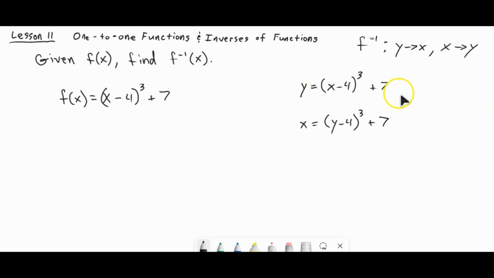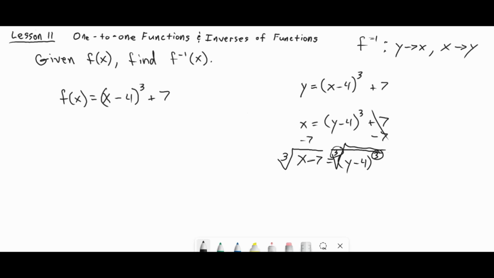And so what I do is I rewrite it with y equals, then I change the y into an x and the x into a y, and now this is pretty easy. We just do minus 7 here, minus 7 here. We have x minus 7 is equal to, so this will cancel, y minus 4 to the third power. Now you may say, well, what do I do now? Well, we're going to take the cube root of both sides. Cube root, not square root, cube root. So to cancel this third power, we use the cube root.